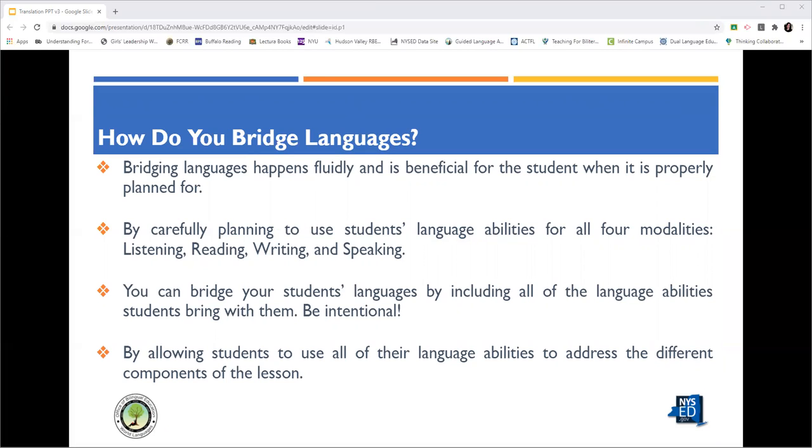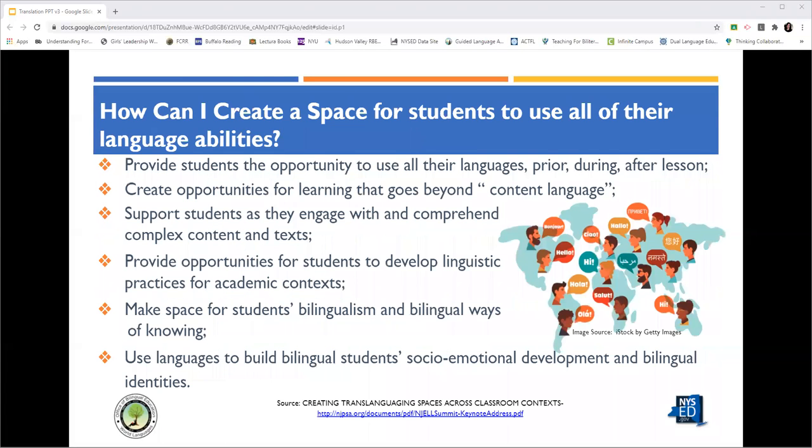By carefully planning to use the student's home language abilities for all four modalities, listening, reading, writing, and speaking, you can bridge students' languages by including all of the language abilities your students bring with them, again, being intentional and being strategic in how you're using it, and by allowing students to use all of their language abilities to address the different components of the lesson. So again, going back to enhancing the students' metalinguistic awareness and making that connection and bridging those gaps.